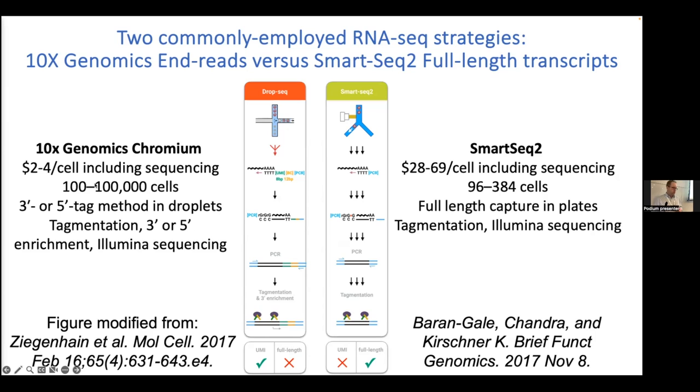If you want to just count transcripts, if you want to look at T and B cell rearrangements or T and B cell repertoire, the 10x approach is going to give you the scale, the number of cells that you're going to need to dissect these cellular populations, especially if you're looking at large intact tissues.